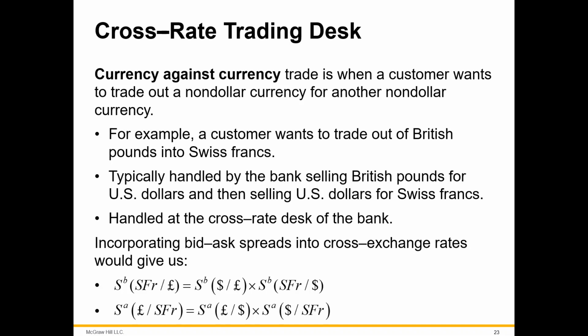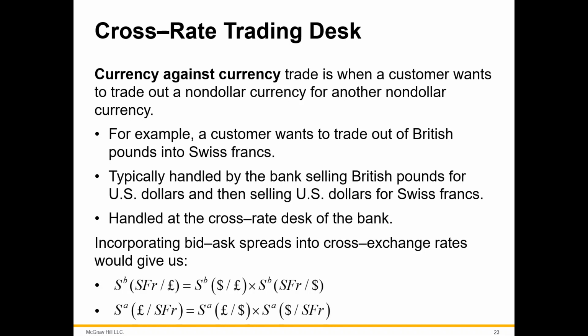So to calculate the bid, that cross rate desk is going to take the bid. So think about trading Swiss francs to pounds, right? That trading desk is going to do the bid on francs to dollars because we want to get out of francs and into dollars. Then it'll do the bid on dollars to pounds because we want to get out of dollars and into pounds. And those 2 spreads will compound, right?